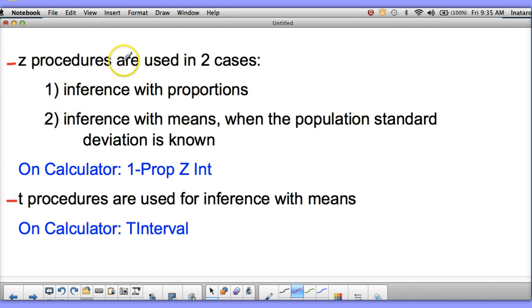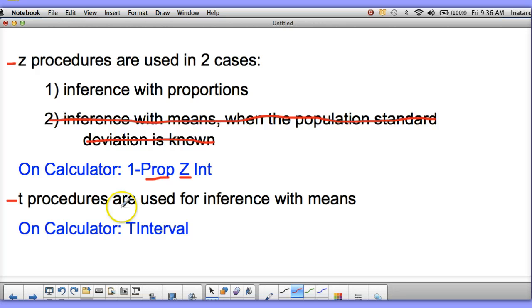Z procedures are used in two cases, either when we're working with proportions or when we're working with means when the population standard deviation is known. And population standard deviations are usually not known. As a matter of fact, if we knew the population standard deviation, we'd probably know the population mean. So really we're only going to use z procedures if we're working with proportions. And on our calculator, that is called a 1-PropZInt. Notice proportion and Z are in the calculator command structure.